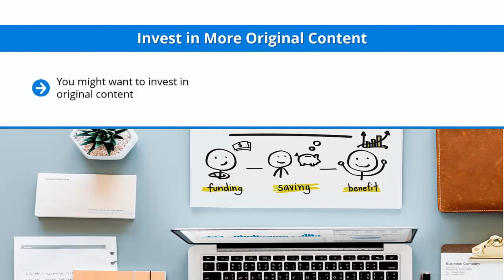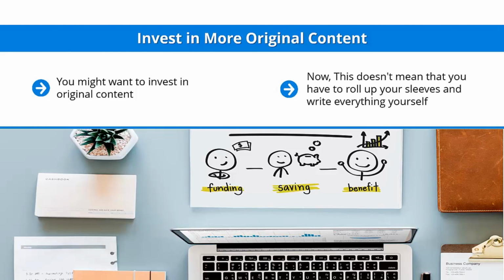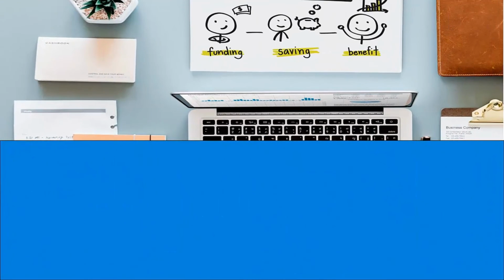Invest in more original content. You might want to invest in original content. If you're already making a decent profit from your current system, you might want to take things to the next level and add a whole lot more value to the lives of people following your brand on different social media platforms, as well as in your blog or website with original content. Now, this doesn't mean that you have to roll up your sleeves and write everything yourself. You can hire professional writers to do this. Thanks to global outsourcing, you can get high-quality original content from places like Ozkey.org without it costing you an arm and a leg. You can get high-quality content that truly engages your audiences without it killing your profit margin.